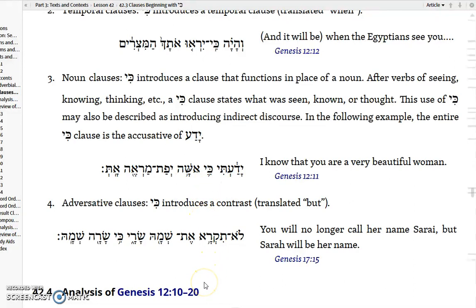And then adverbial clauses, ki can introduce a contrast and be translated but. So Genesis 17:15, Lo tikra et shemah Sarai, ki Sarah shemah. You will not call her name Sarai. Ki is translated here, but Sarah is her name.